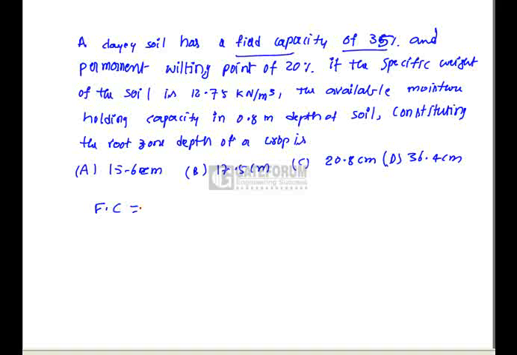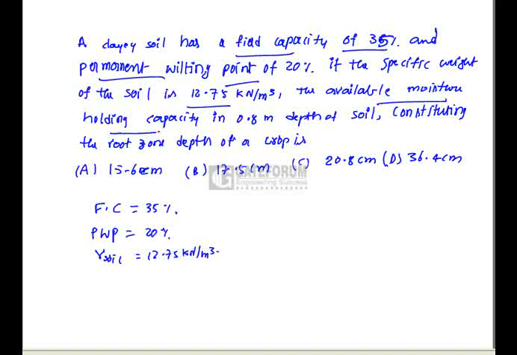Field capacity is equal to 35% and the permanent wilting point is 20%. The specific weight of the soil, gamma of soil, is equal to 12.75 kilonewton per cubic meter. The available moisture holding capacity in the soil at a depth of 0.8 meters. Considering the root zone depth of the crop, we have to find out the root zone depth.